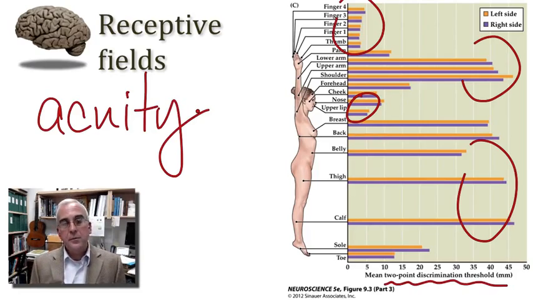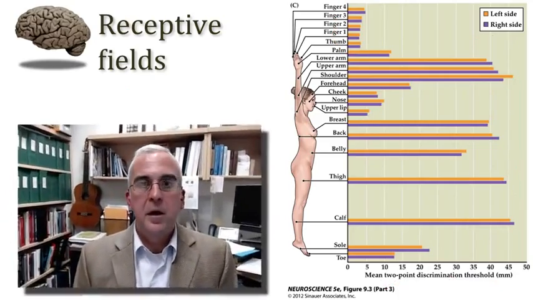So acuity is an important concept in sensory systems, and we'll return to that as we go along in our studies. Well, now that I've given you an overview of some of the important principles of organization and function in sensory systems, I'll just leave you with the study question and give you an opportunity to consider that on your own.